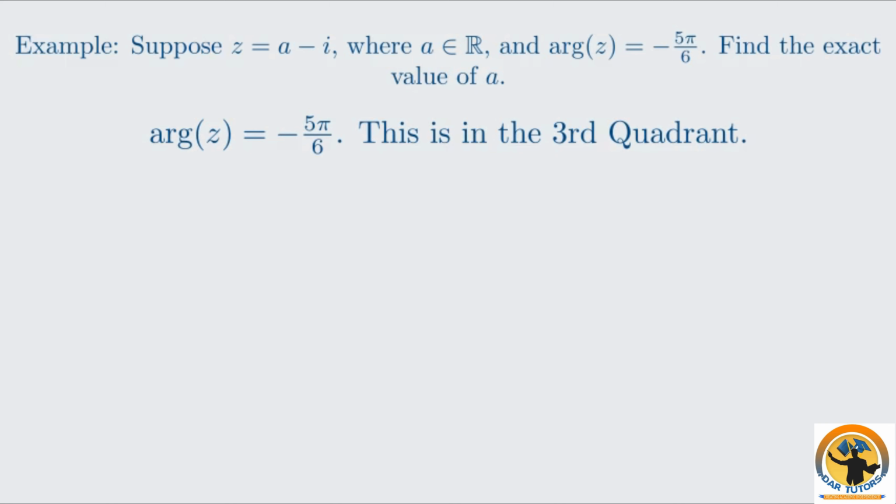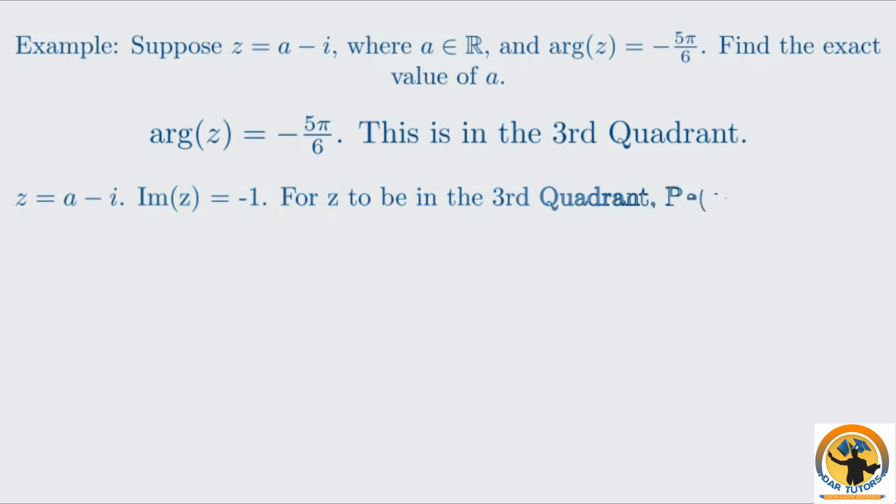Z equals a minus i. The imaginary part is negative 1. For the number to be in the third quadrant, the real part, a, must be negative. So we know that a must be a negative number. This is a crucial piece of information that will help us find the correct answer.